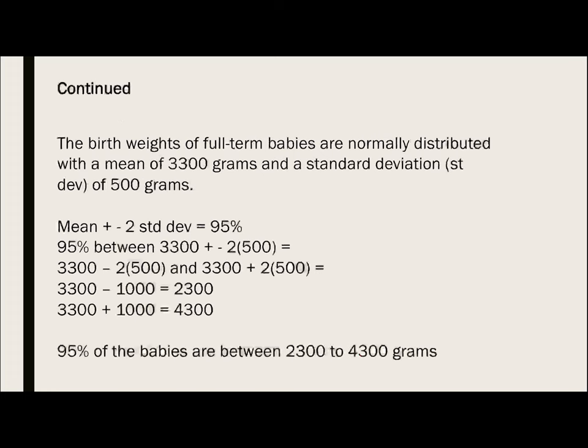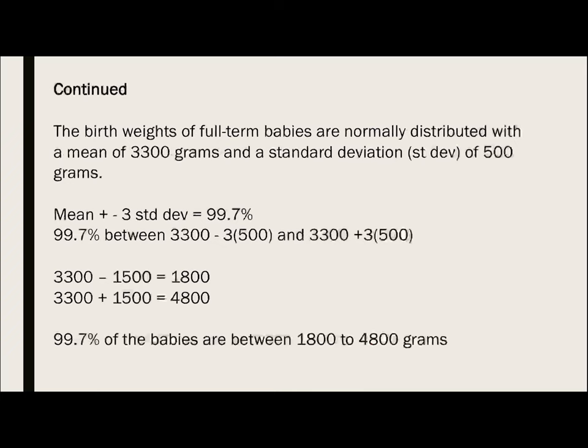Using the same numbers, the mean plus or minus two standard deviations gives us 95%. So we're going to take the mean, 3,300, and add or subtract 2 times the standard deviation of 500. 2 times 500 is 1,000. So 3,300 minus 1,000, and also 3,300 plus 1,000. So 95% of babies are between 2,300 to 4,300 grams.